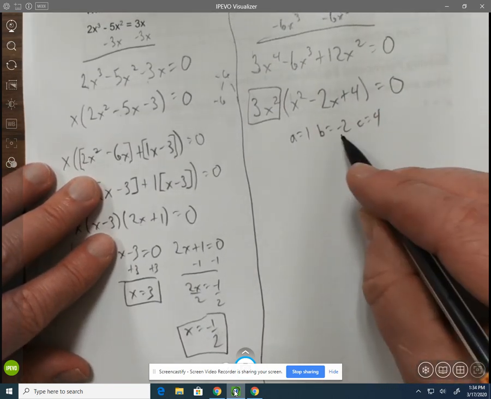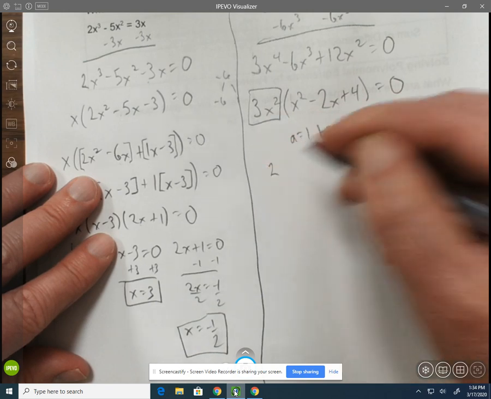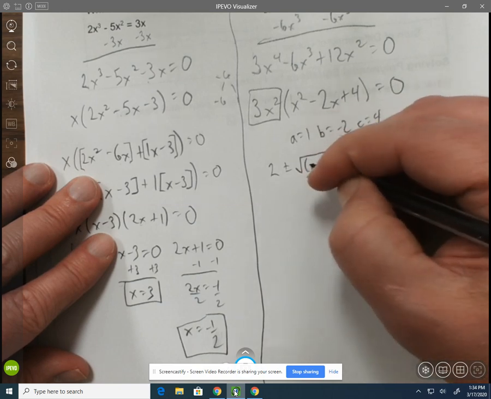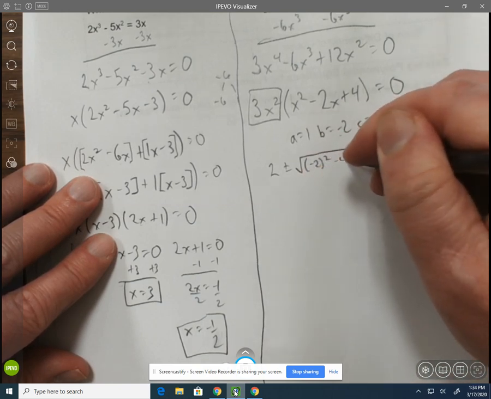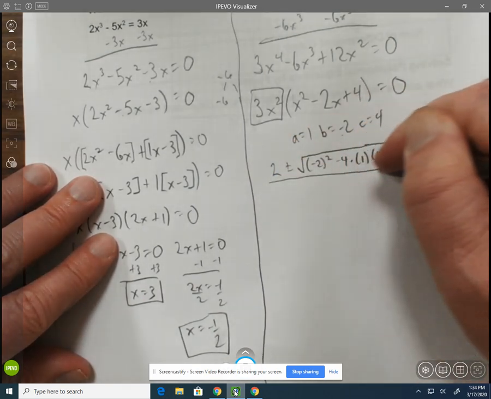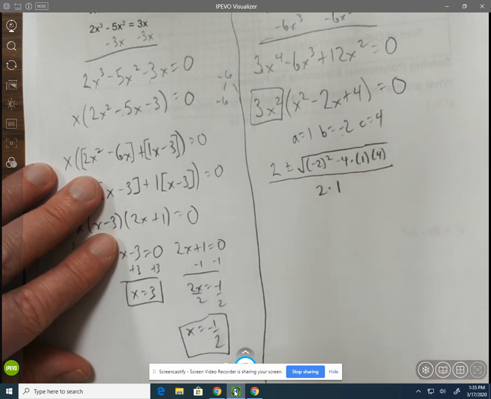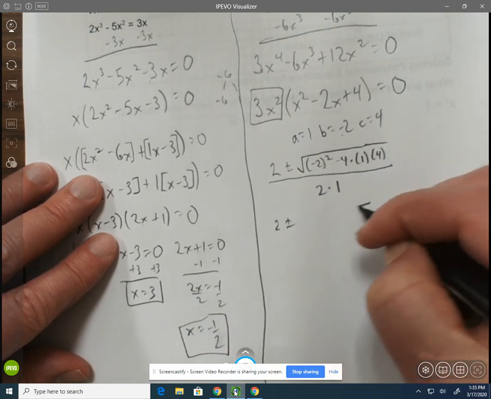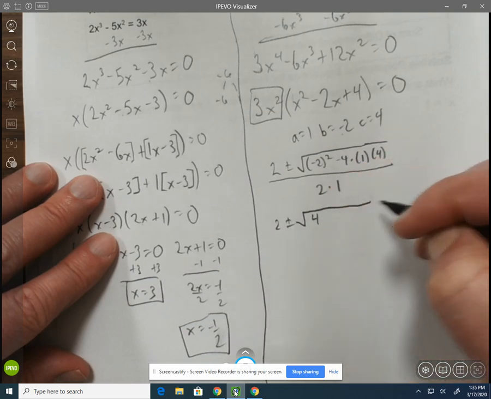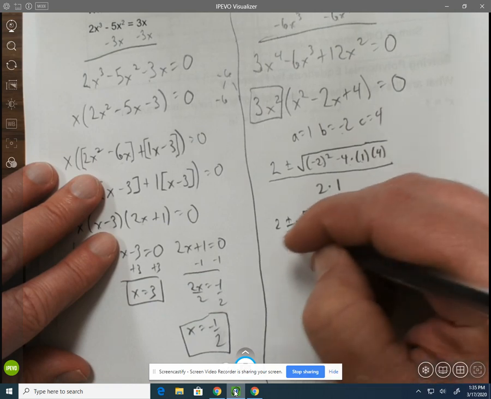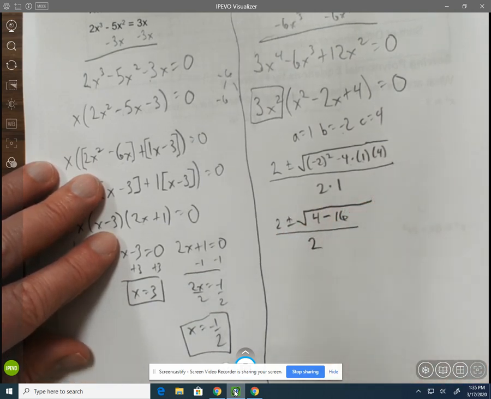So it's the opposite of B. The opposite of negative 2 is 2, plus or minus the square root of B squared, so that's negative 2 squared, minus 4 times A times C. And the whole thing is divided by 2 times A. So now I got to work underneath here, and I'm also going to simplify that. So I get 2 plus or minus. Negative 2 squared is 4, minus 4 times 1 times 4 is 16. And that's all over 2 times 1 is 2.